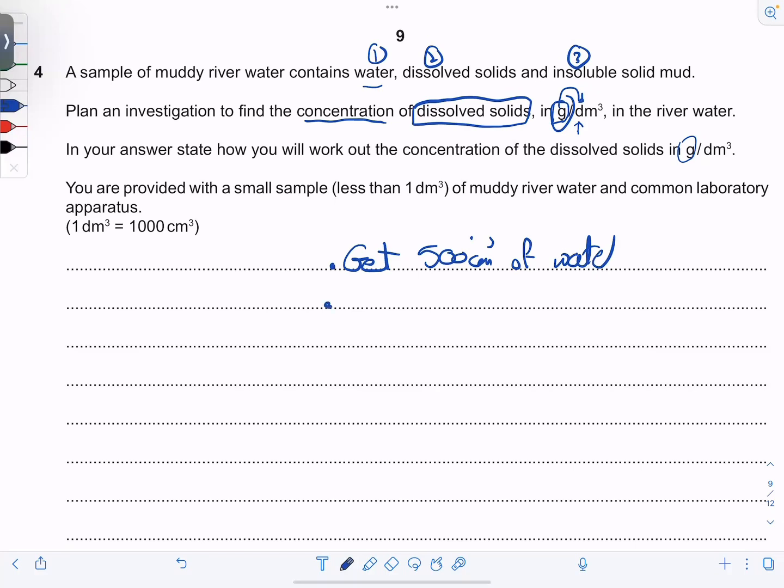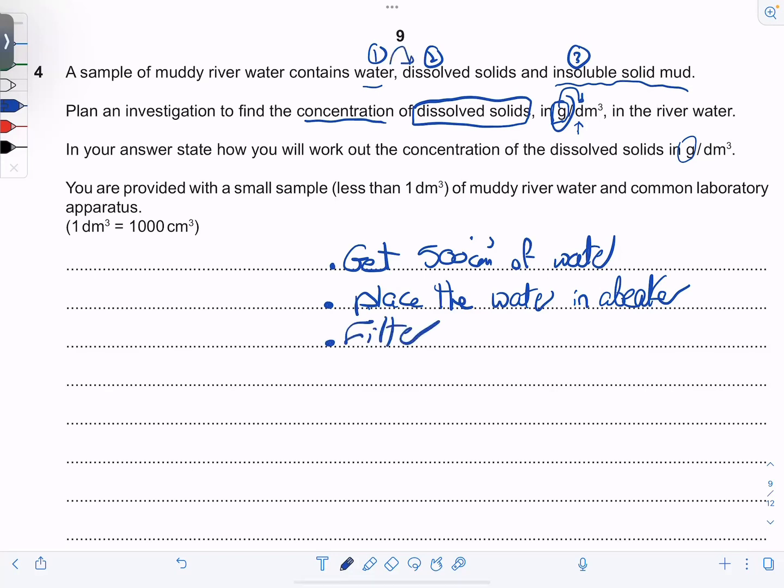Number 2, we need to place it in a suitable container. Okay? We need to place this water in a suitable container. Then we will have to place the water in a beaker, for example, or a conical flask if you want. Then after that, you need to remove the insoluble solid mud. This insoluble solid mud has to be removed, and therefore you will filter.